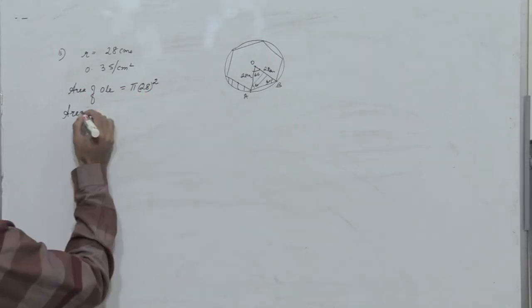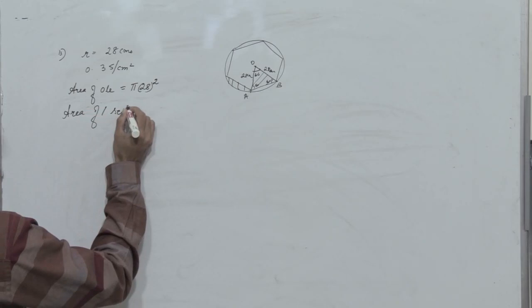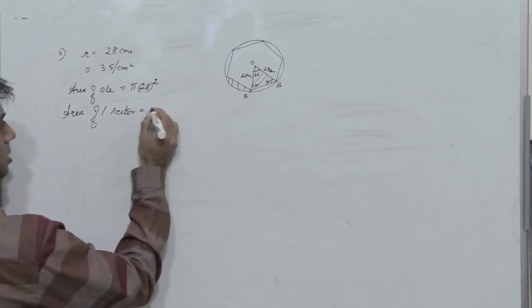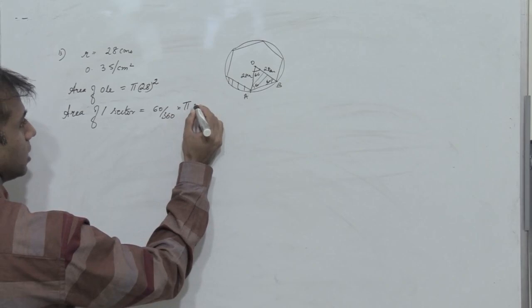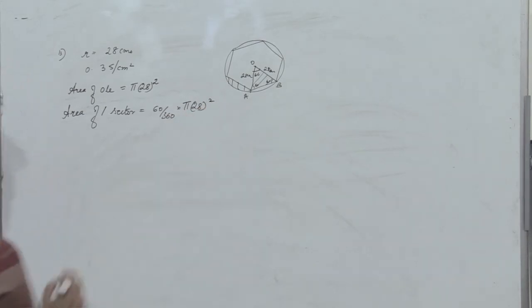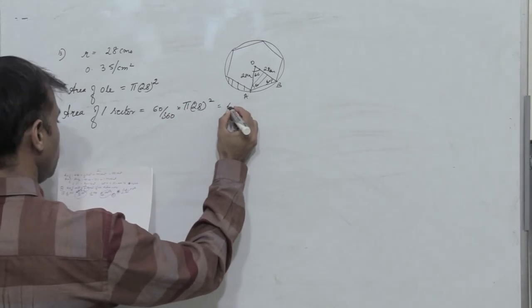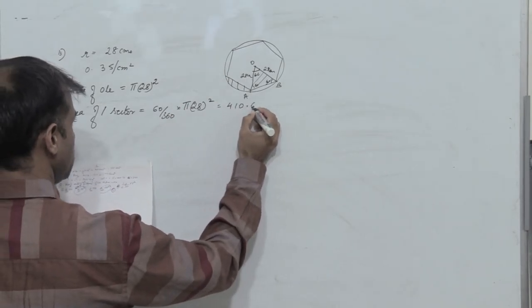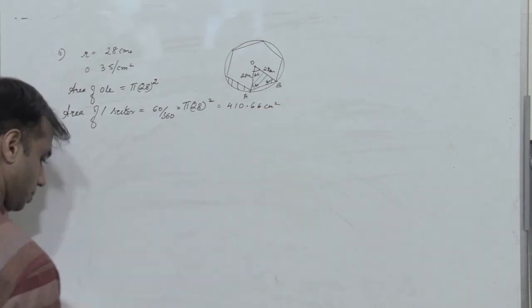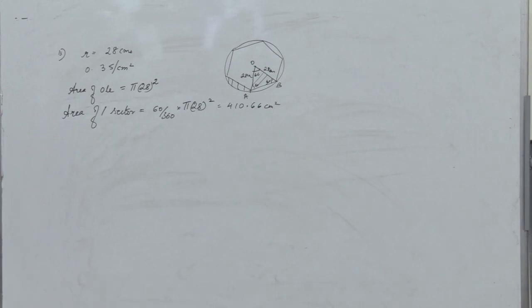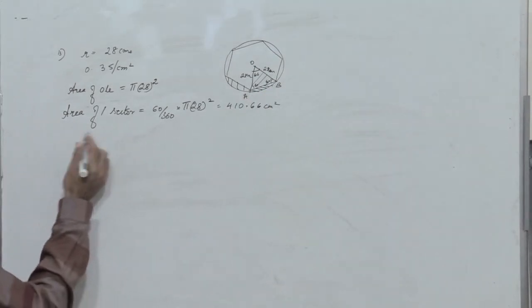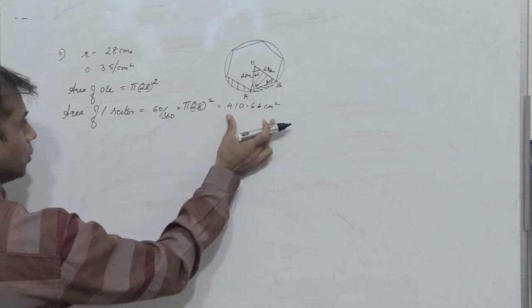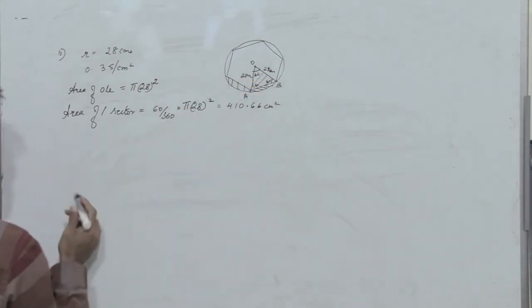From this, the area of one sector. So the area of one sector is, the angle is 60 divided by 360 into pi r square. So this is the area of one sector, which is 410.66 centimeters square. So now to find the area of the design, I need to subtract the area of the triangle from the area of the sector.